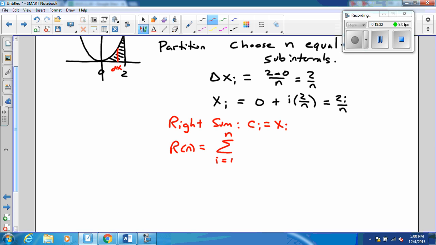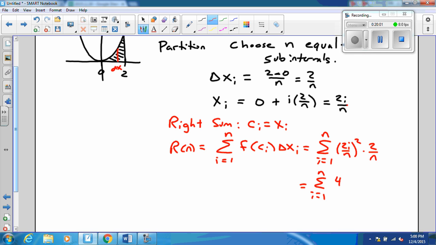So, if I do that, then my sum is going to look like this. The Riemann sum for n rectangles is the sum from i equals 1 to n of f of c sub i times delta x sub i. And now we're just going to go through and substitute. f of c sub i is going to be equal to f of 2i over n, and my f of x is x squared. And the delta x sub i is 2 over n. And there it is.